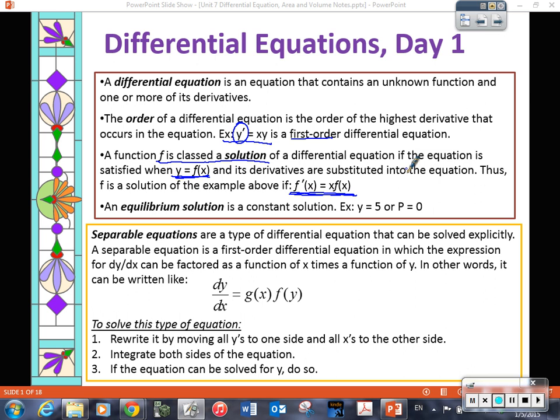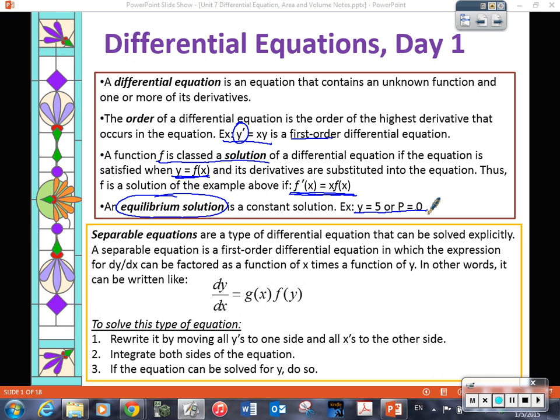Another vocabulary word, equilibrium solution. Sometimes they ask for the equilibrium solution, and that basically is just the solution that involves just a constant, y equals 5, or p equals 0, whatever it happens to be.